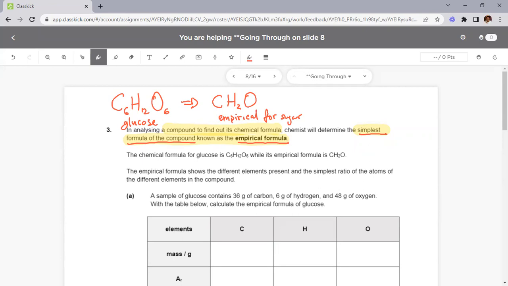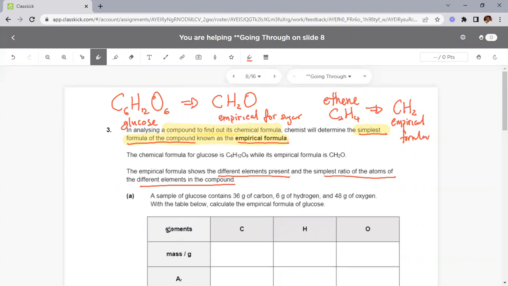There's another compound called ethene. The formula is actually C2H4. The empirical formula will actually be CH2. So you can see what we meant by the simplest formula is actually broken down to the lowest ratio. So the empirical formula shows the different elements present and the simplest ratio of the atoms for the different elements present. I gave you all these examples just to let you have a sense of what exactly empirical formula is. Now, how exactly do I go about calculating the empirical formula?